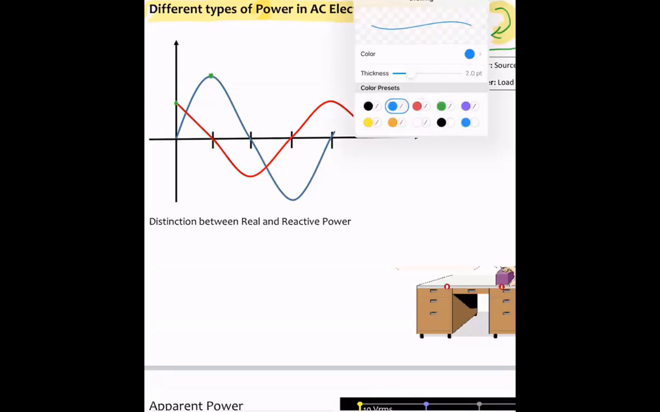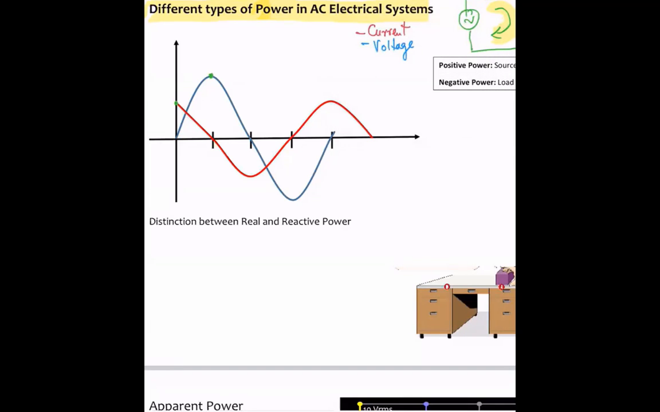And then green is going to be my power that I'm going to draw now. Okay, and it's a little tricky over here. So if I look at this part here, this time period over here, then both current and voltage are basically positive, right? So I'll get the power something like this, correct?